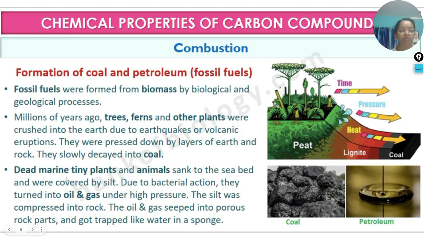Okay, so dead marine tiny plants and animals sank into the seabed and were covered by silt. Due to bacterial action, they turn into oil and gas under high pressure, and the silt was compressed into rock. The oil and gas seeped into the porous rock parts and got trapped like water in a sponge. So usually we can find these petroleum deposits between the rocks or inside the rocks. We can see the reason is this.